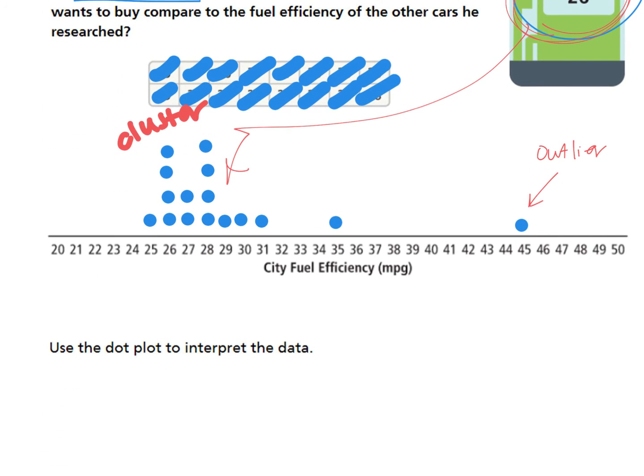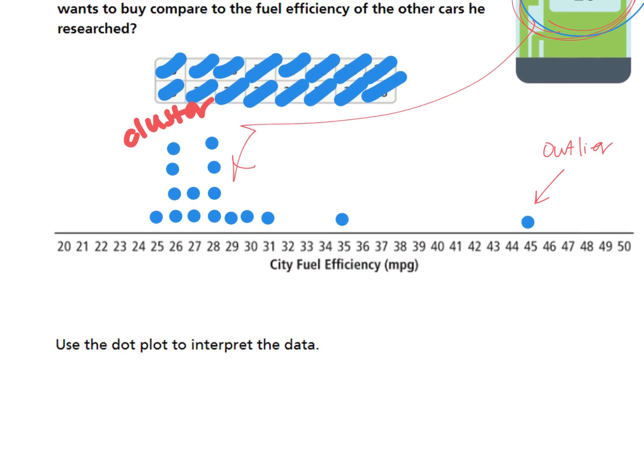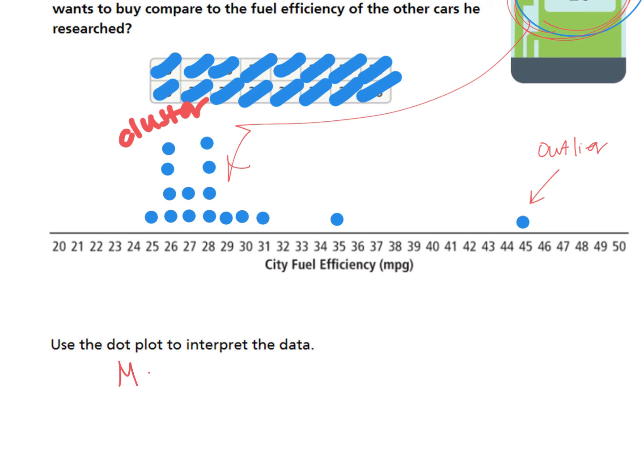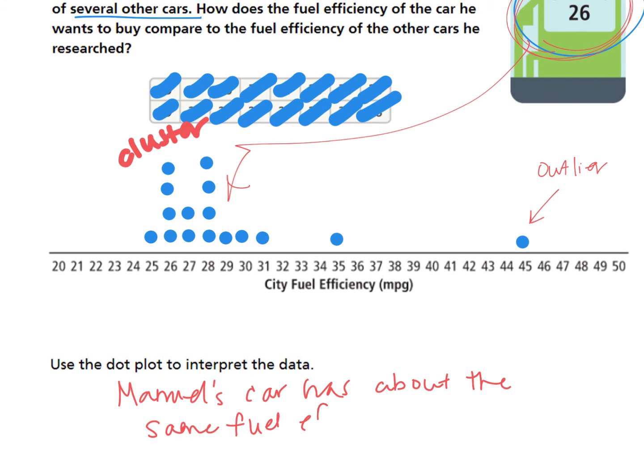So use the dot plot to interpret the data. Manuel's car has about the same fuel efficiency as comparable cars. Sorry for the poor handwriting.